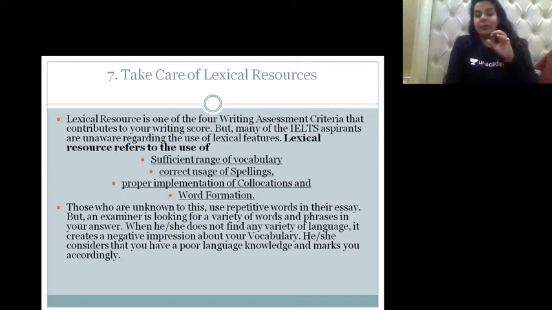Properly employ collocations in your essay. Collocations means the natural combination of words. For example, give up. Give and up, but give up means an altogether different thing. Write down, switch on, note down, okay? And then word formations such as beautiful, beauty, beautify. So how one word transforms into so many other words.